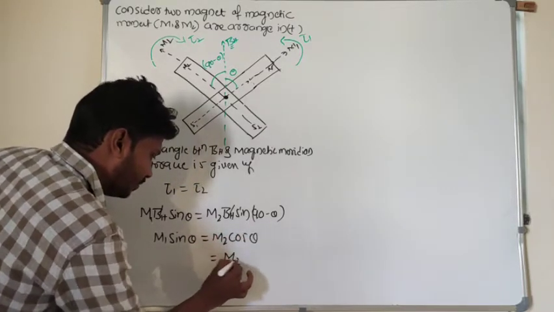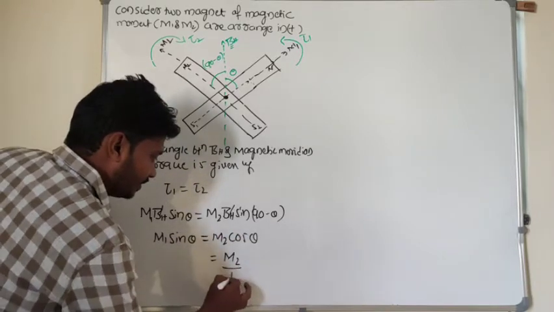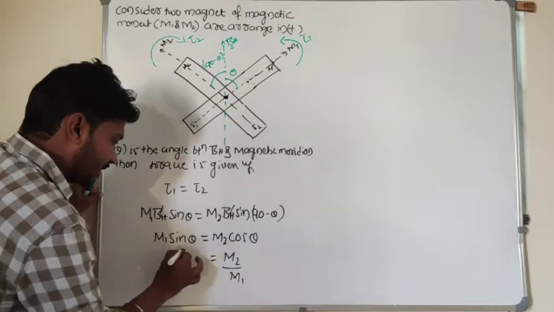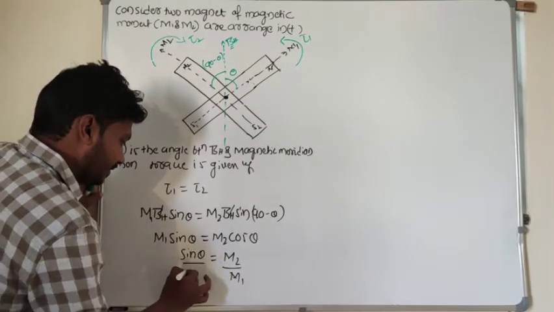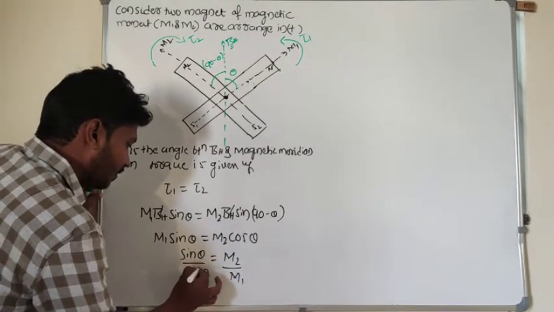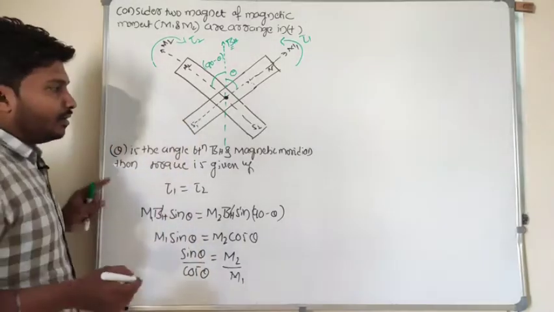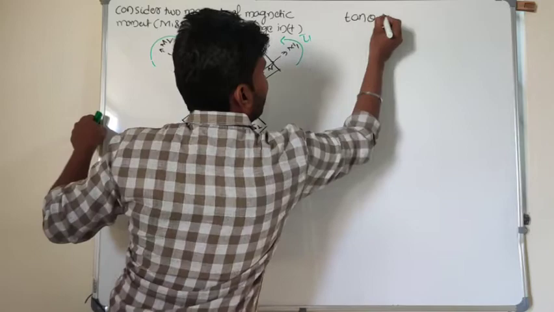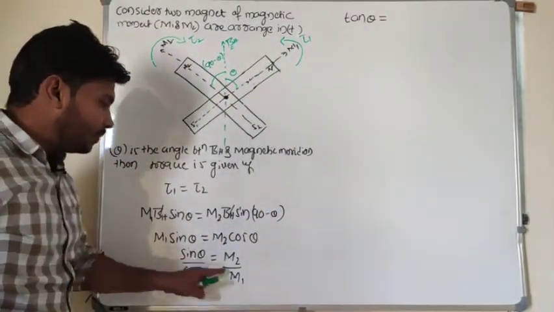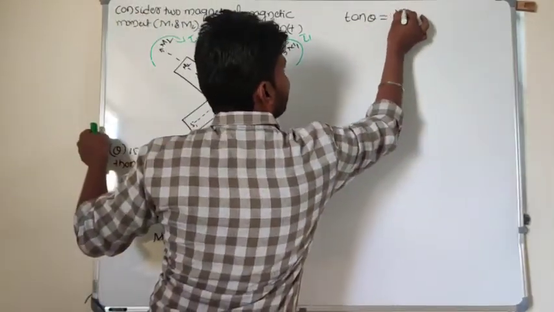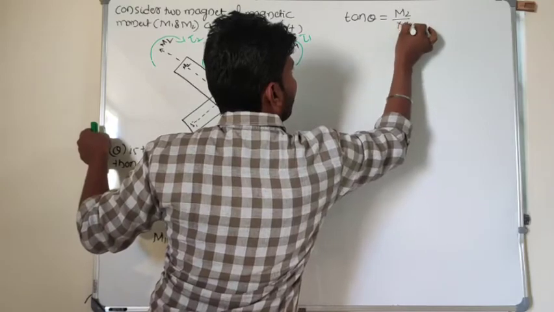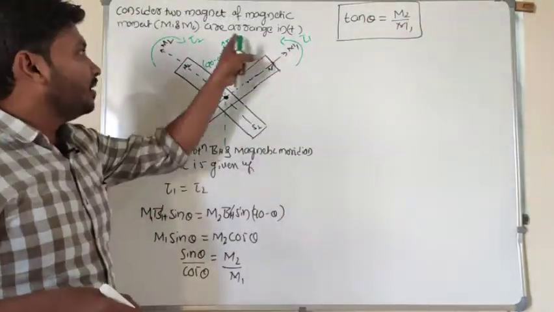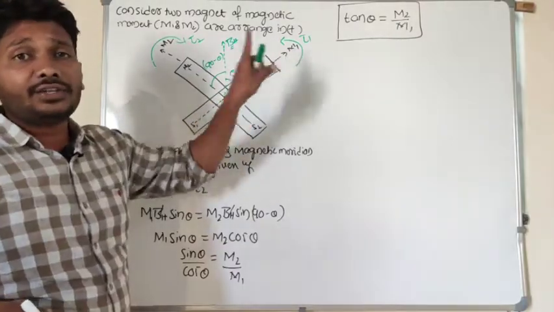Right. M2 I will take, M1 to the right side. M2 by M1. Look at here, cos theta I will take to the left side. Sin theta by cos theta means tan theta. Tan theta is equal to M2 by M1. This is the required answer. So tan theta is equal to M2 by M1 if these two magnets are arranged in this manner.